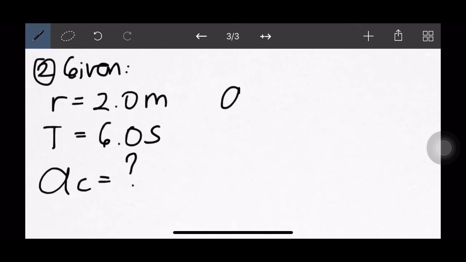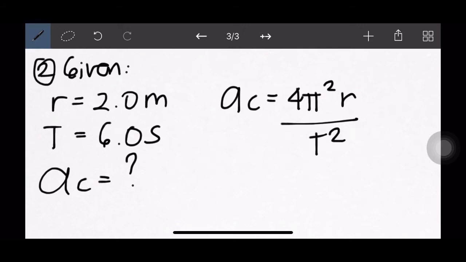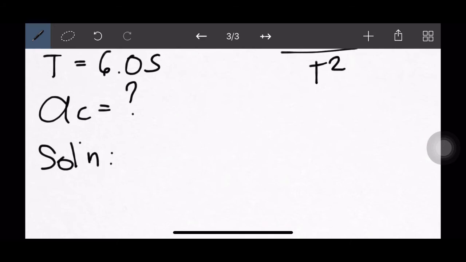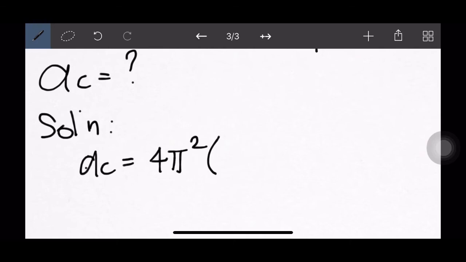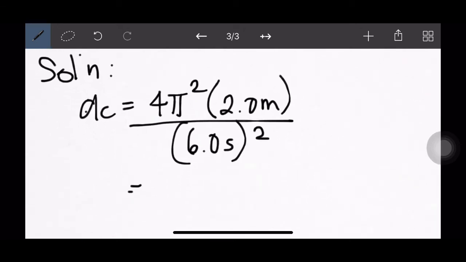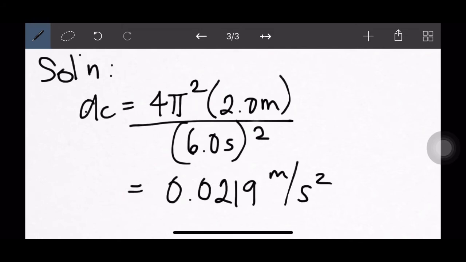The formula used will be 4 pi squared r over t squared. Solution: AC is equal to 4 pi squared multiplied by the radius of 2.0 meters, over 6.0 seconds squared. Don't forget the square on the t. So the centripetal acceleration of the boy in the merry-go-round is 0.0219 meters per second squared.